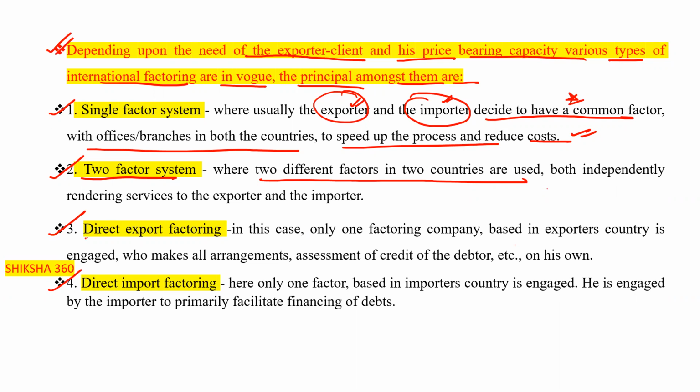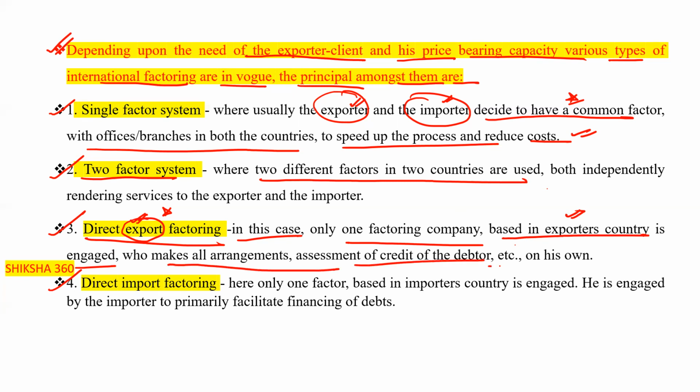Next one is direct export factoring. In this case, only one factoring company, based in the exporter's country, is engaged. From the word export, you have to remember that the factoring company is based in the exporter's country. It makes all arrangements, such as assessment of the credit of the debtor, on its own. Before providing the factoring service, they have to look into whether the debtor has enough capacity to pay back or not.